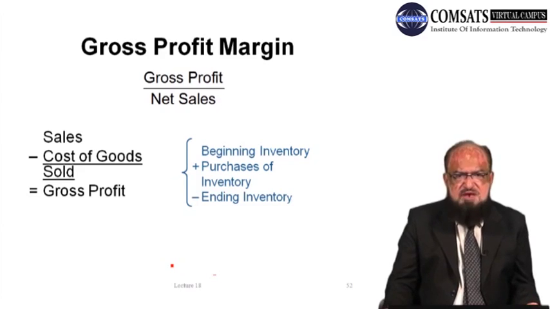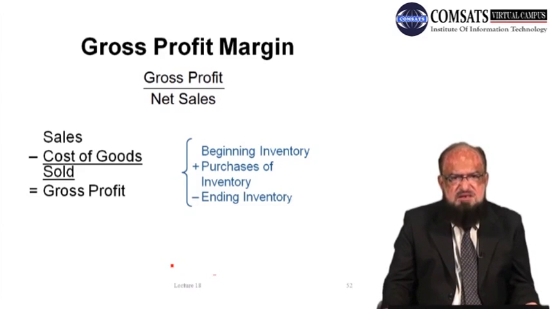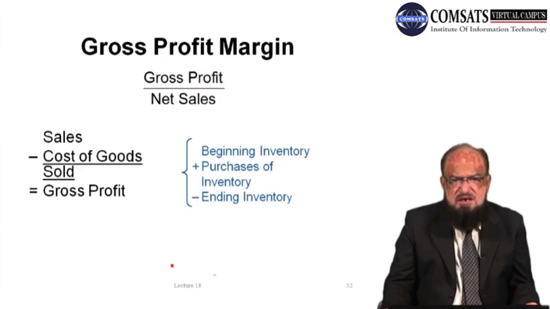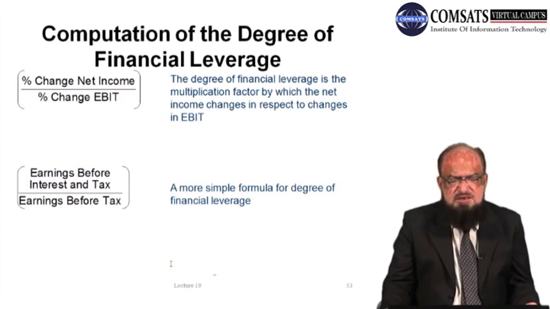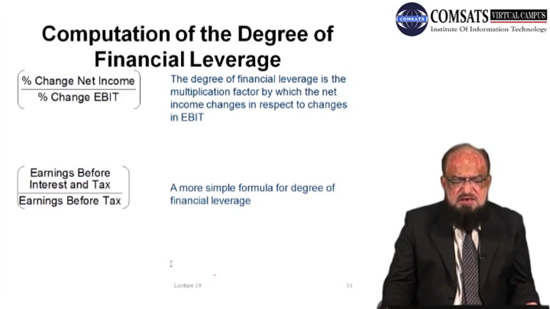The next formula is gross profit margin. Gross profit margin is equal to gross profit divided by net sales. Then the next formula is computation of the degree of financial leverage. The formula is very simple: percentage change in net income divided by percentage change in earnings before interest and taxes.